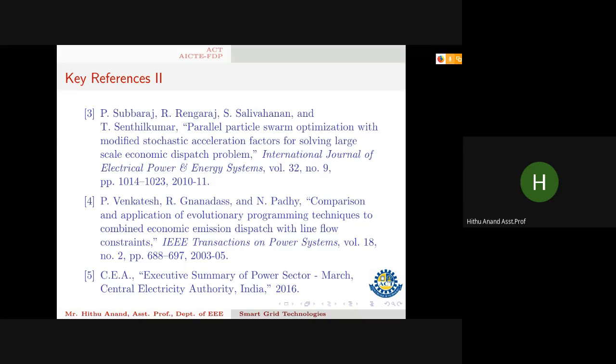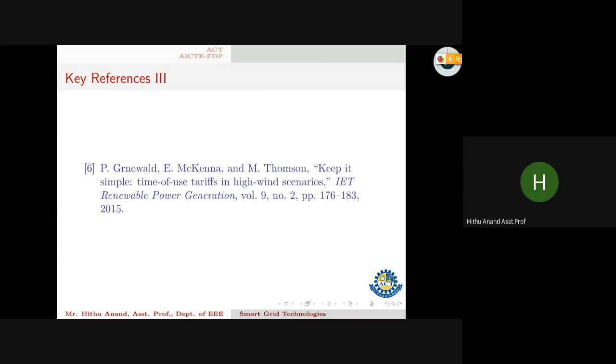So parallel particle swarm optimization was proposed by my guide himself, and Venkatesh and Jnanadas sir proposed one of these, that is application of evolutionary algorithms. It's actually one concept they have included in this. They changed the multi-objective problem into a single objective problem. That is very interesting to refer from those publications.